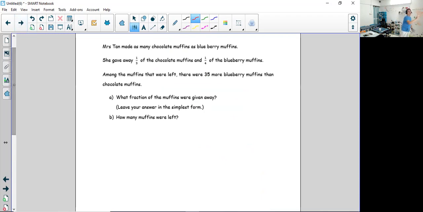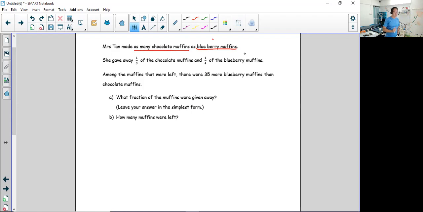Okay, so let's look at this problem, and it's a 4-mark question, right? It's a primary 5 problem, and this problem is taken from Nanhua SA2 2020. Okay, so how do we draw this problem? So you need to read the question first and highlight. Mrs. Tan made as many chocolate muffins as blueberry muffins. So what does that mean? It means that equal number.